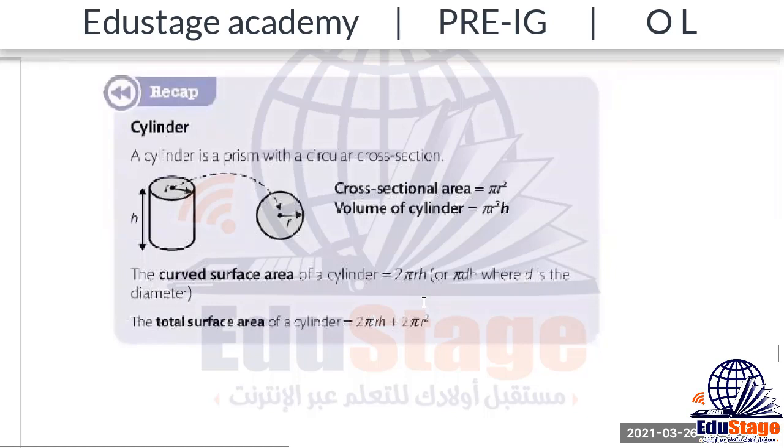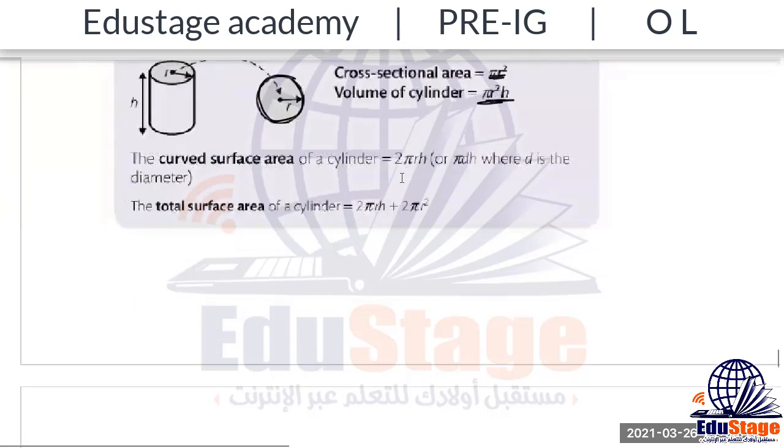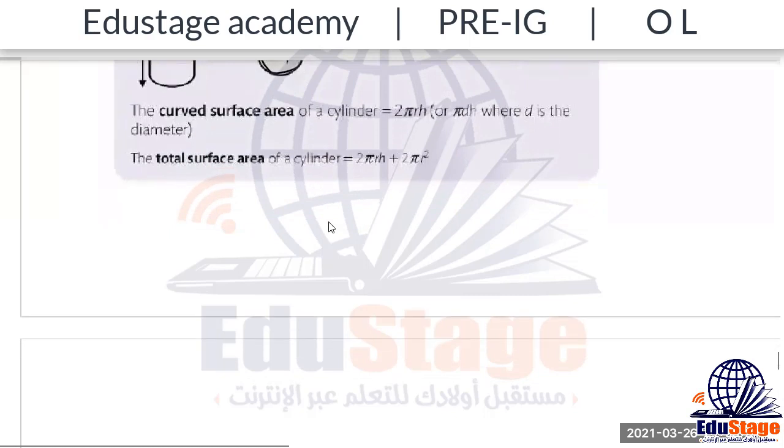In the cylinder, the cross-sectional area equals pi r squared, which is the area of a circle, guys. The volume is pi r squared times height. Any volume is the area of the base times height. The curved surface area of the cylinder is 2 pi r h, and the total surface area of the cylinder is 2 pi r h plus 2 pi r squared.